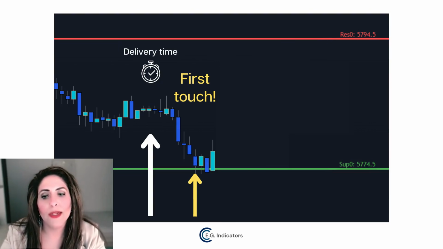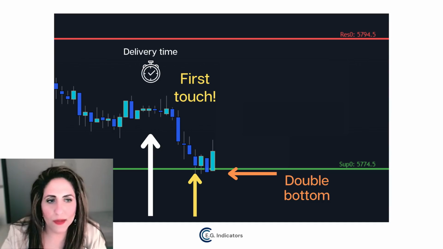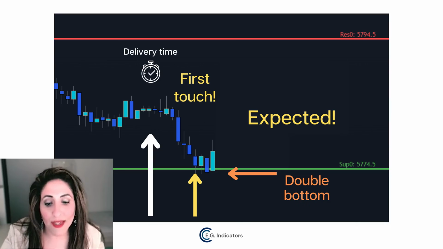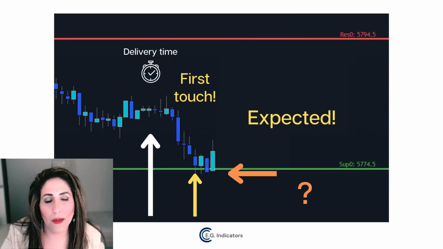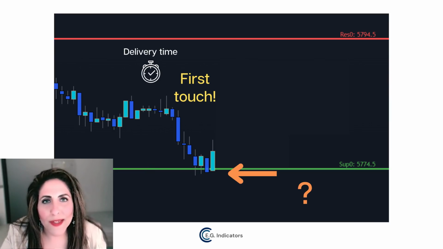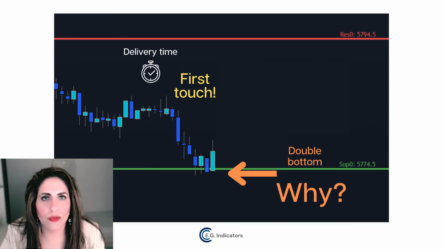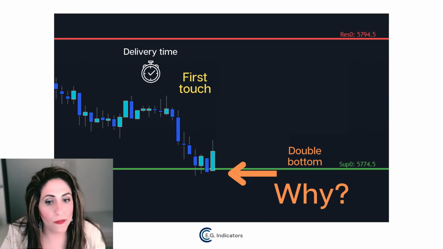In this example, the market creates a double bottom under our trigger point support level, which is expected. And today, guys, you are going to hear this word a few times, many times. Do you know why? Basically, why are double bottoms created in many cases at significant price levels? Why?